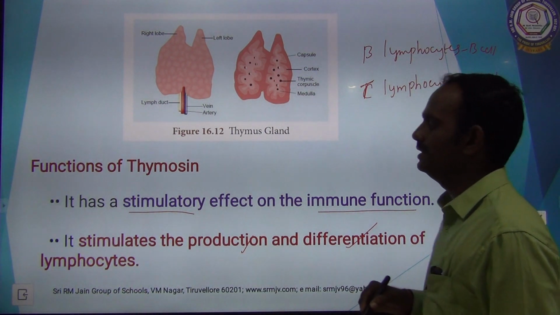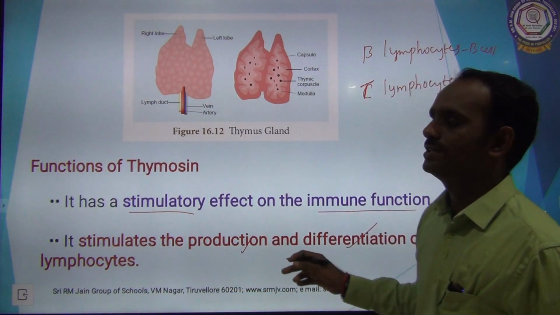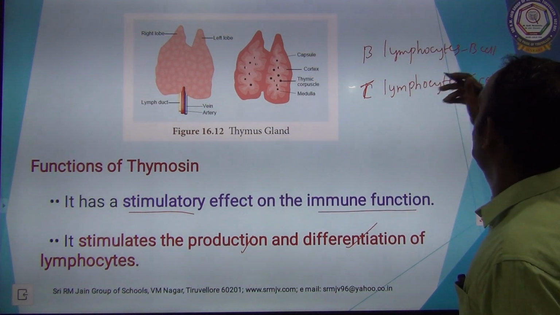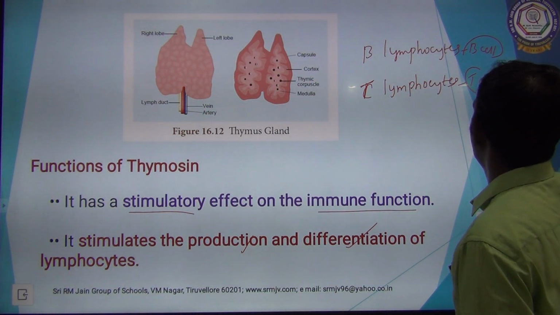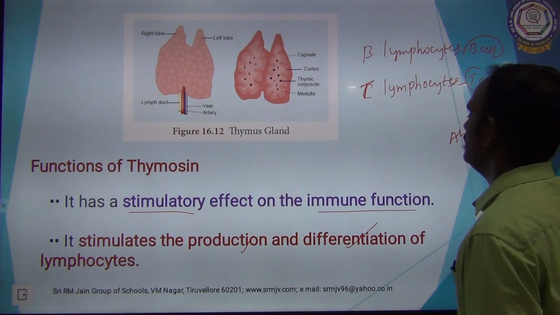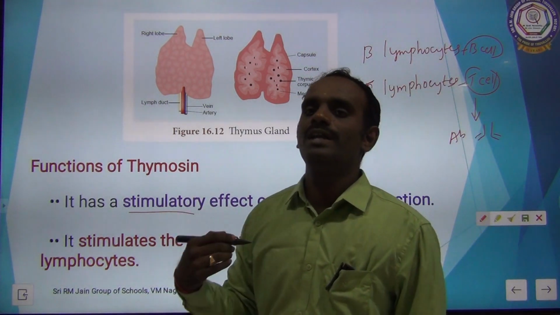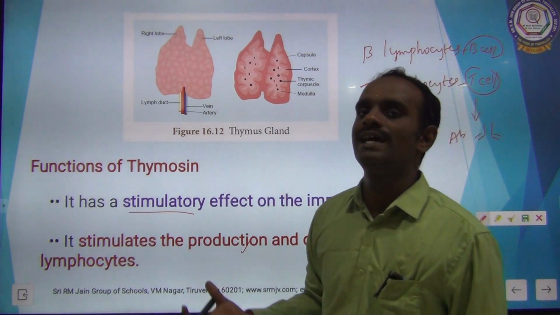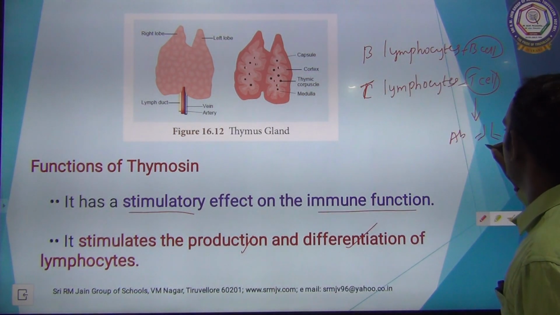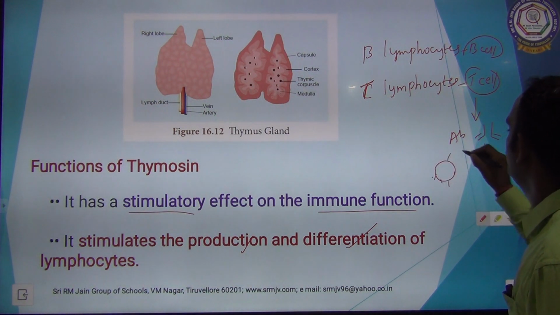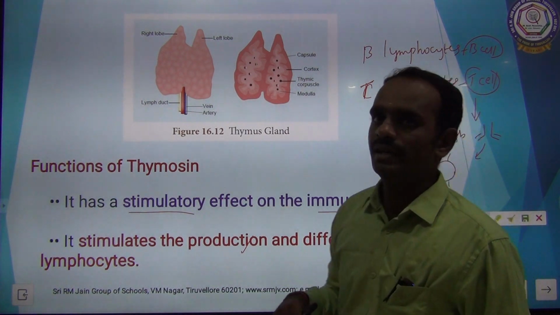So, this thymosin stimulates the production and differentiation of lymphocytes. This thymosin stimulates the B cells and T cells to produce antibody. If any foreign substance invades our body, this thymosin stimulates the B cells to secrete antibody. So, this antibody goes and finds the antigen, and finally it kills the antigen. Okay.